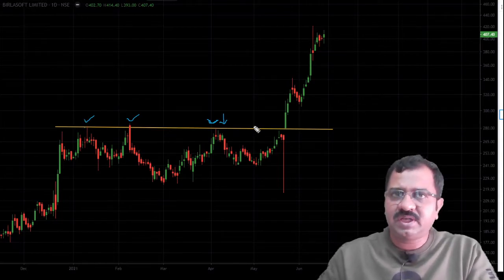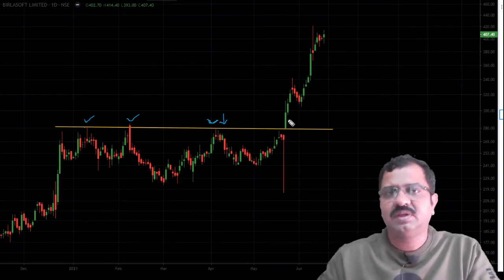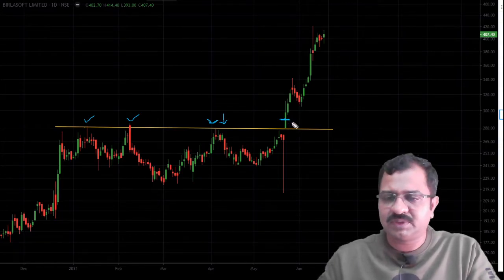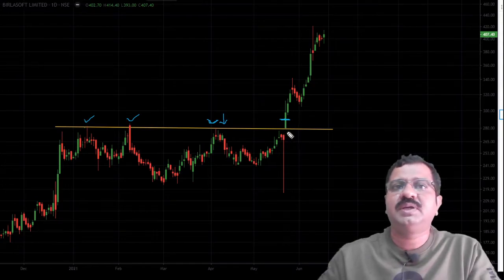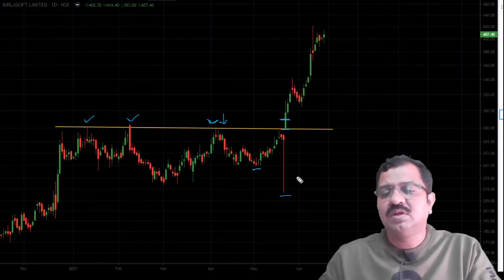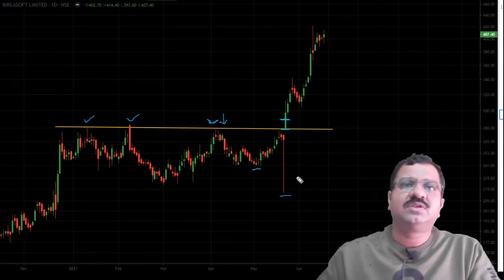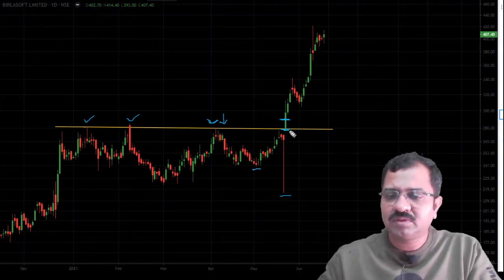So this is a key level, and as this level breaks, you have to enter immediately. That is the first method. But where should your stop loss be? Your stop loss should be below the breakout candle. You are not supposed to put your stop loss here or here. That can't give you a favorable risk reward. So your stop loss should be immediately below the breakout candle.